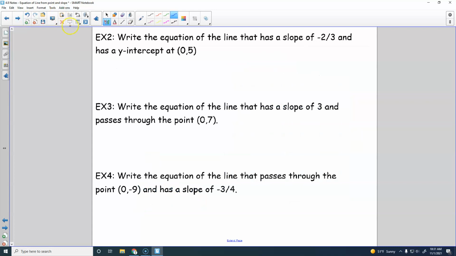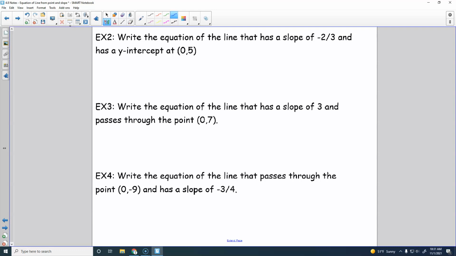Okay, so let's look at what we're going to do today. We're going to write the equation of a line that has a particular slope and a particular point. Now if they give us the y-intercept, then this is going to be very simple. If they do not give us the y-intercept, it's going to take a little bit more work.